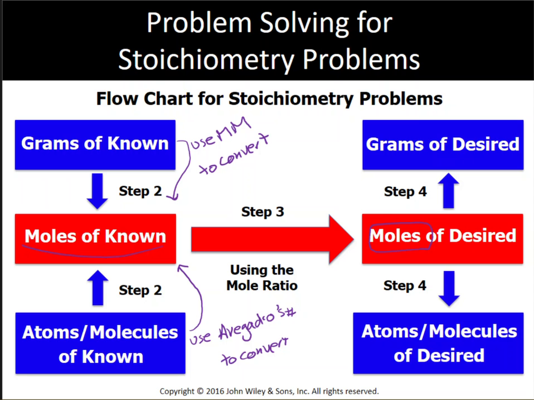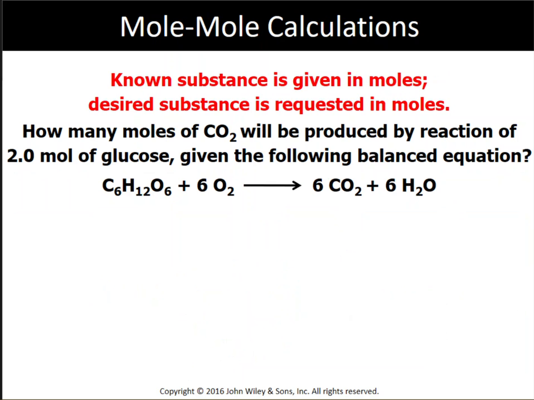Now, if the question is asking you for the mass, from there you do one extra step: use the molar mass to convert to grams. If we ask you for the number of atoms, molecules, or ions, you use Avogadro's number to convert the number of moles to the number of atoms. So let's do examples and see how we actually use this information.